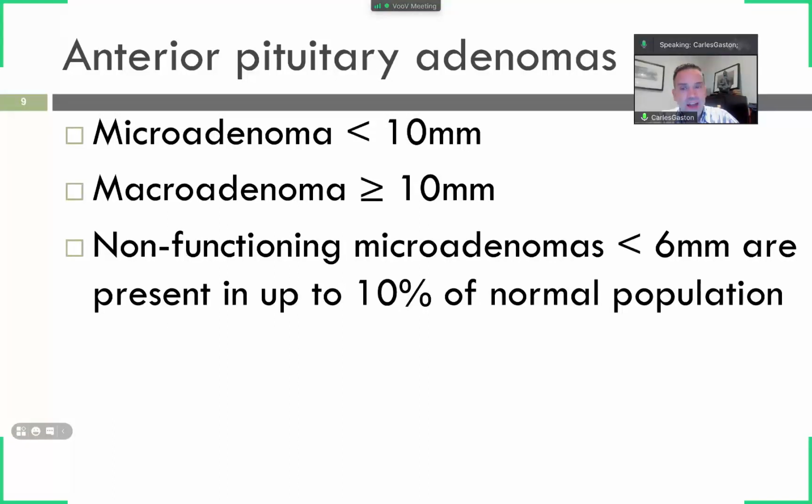So they are classified as non-functioning microadenomas, which are normally smaller than 6 millimeters and are present in up to 10% of the total population, my friends. 10% of the total population means that if there are 200 students in your class, right, 20 students will have a microadenoma in their life.